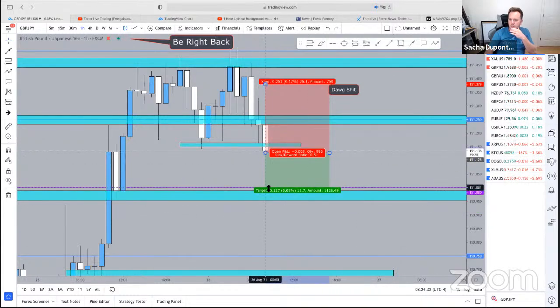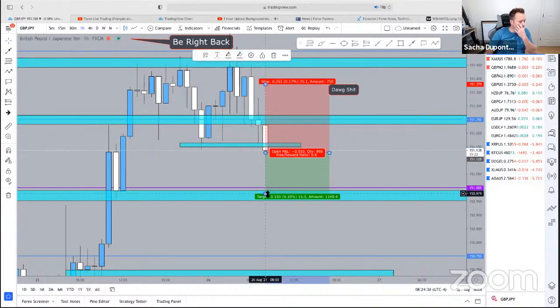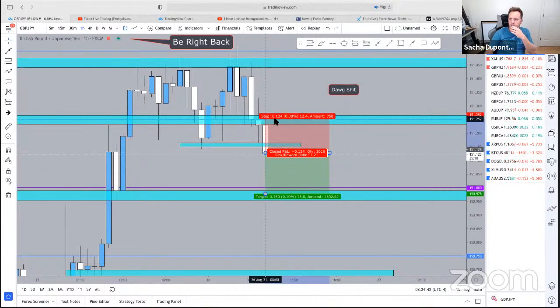So let's see if we can target this area. 15 pips. Place stop right above here, right above the wick, which is 274.